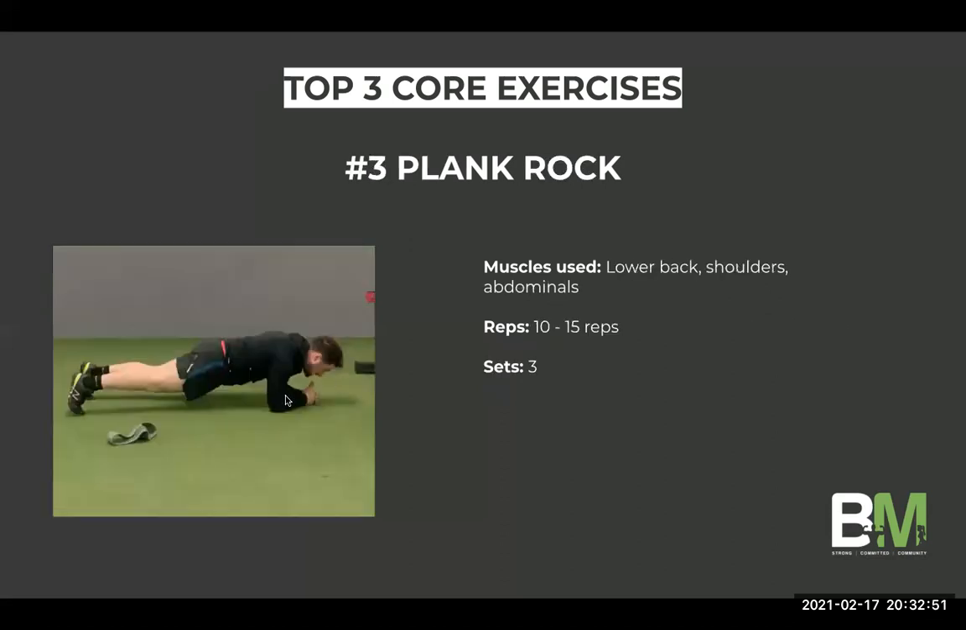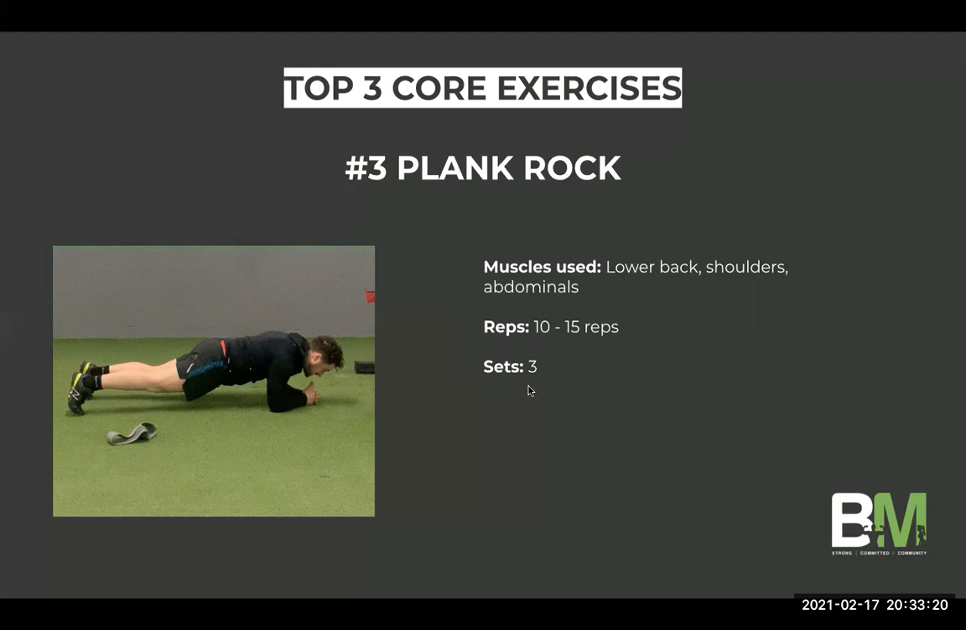The plank rock exercise, one I know Sophie absolutely loves. It's really good for your lower back, your shoulders, and your abdominals. Obviously your thighs and your glutes are worked in here as well, but those are the main muscles. Basically, it's a plank position where you're slowly rocking forwards and backwards. The video gives you a bit more of an explanation of how to do it. But go for about 10 to 15 reps, or until you begin to feel it. And again, you're probably doing about 3 rounds of this.